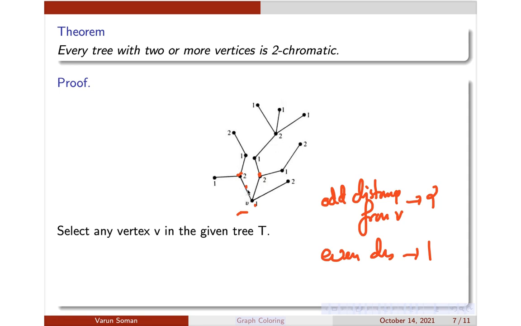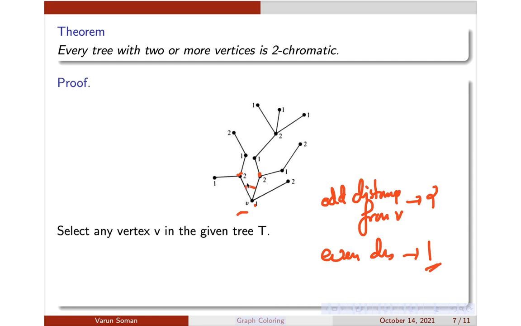This vertex is at distance 1, 2, 3, 4 from V. So all the vertices at even distance from V have color 1. Now we can also know that this is a tree. So between any two vertices there is one and only one path in the tree. So if you have to reach one, you will have to go through this path itself.